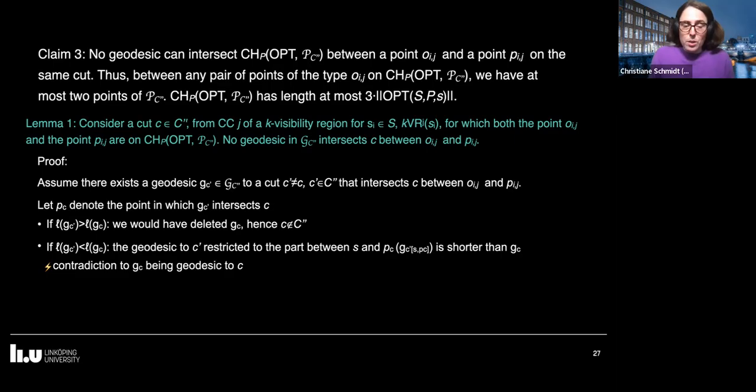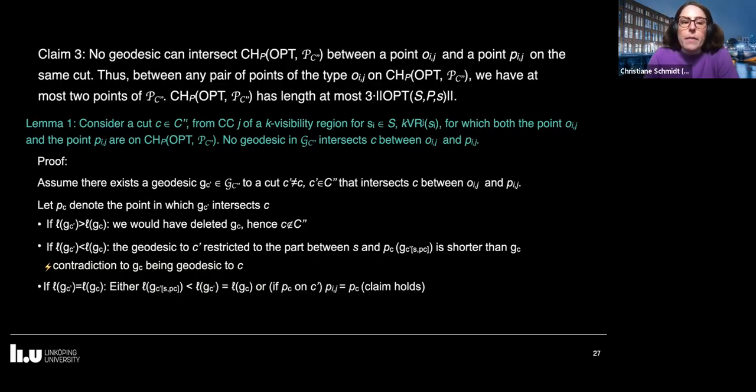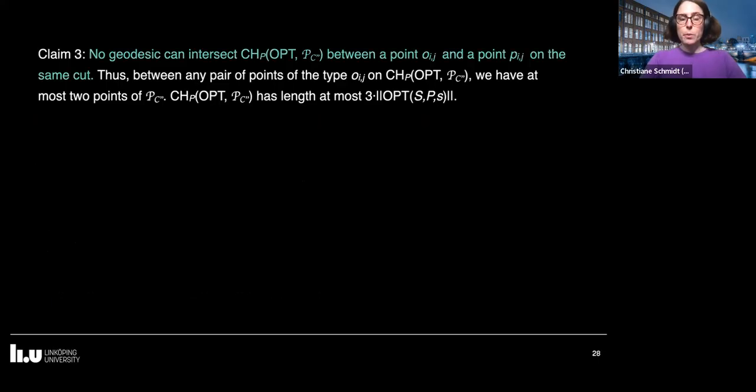If the geodesic to C prime is shorter than that of C, well, that can't happen either, because then the geodesic to C prime restricted until the point where it actually intersects our cut would be shorter. And that's a contradiction to that we started out with geodesics, so can't happen either. And the only case that we have is that they're actually the same. And then either, again, the restricted part to just the intersection point is the same, or our candidate point and the intersection point are exactly the same point. And again, we're good in that case. Okay, so that showed the very first part.